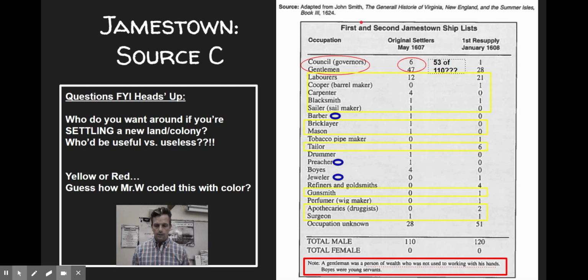So this is coming from his, you can see the title up here, his old-fashioned writing, The General History of Virginia, New England, and the Summer Isles. I have no idea what the Summer Isles are. I'm not too much concerned with that. It's book 3, 1624. So this looks like it's going to come from his personal records, not his diary, like from the day to day that he was writing it, but it's coming from the book that John Smith wrote.